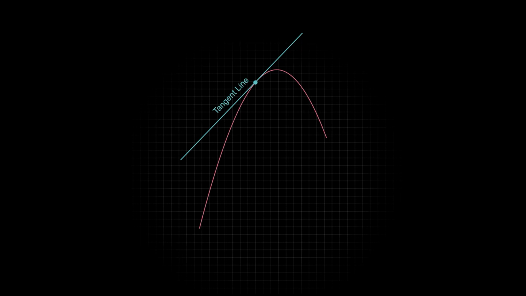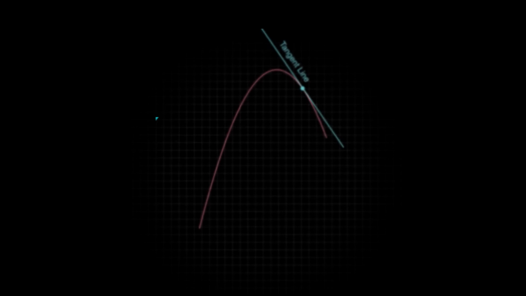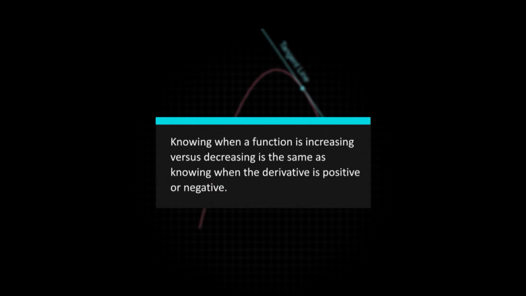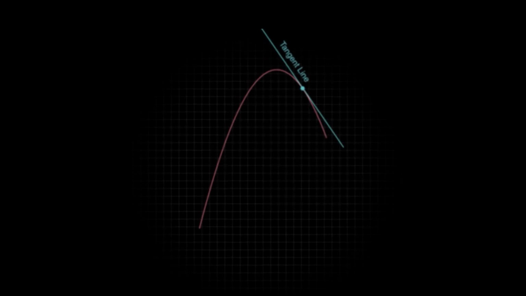Thus we can see when the function is increasing, the tangent line has a positive slope, and likewise, when the function is decreasing, the tangent line has a negative slope. This tells us that knowing when a function is increasing versus decreasing is the same as knowing when the derivative is positive or negative. As we move forward, this idea of looking at the sign of the derivative to infer geometry of the function will be used in all kinds of ways.